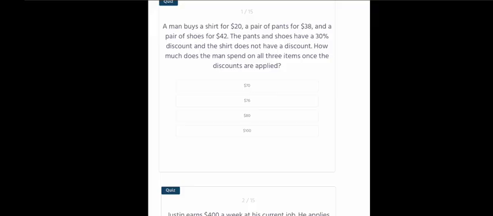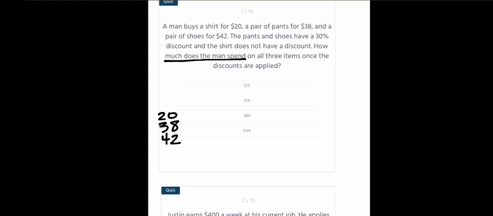It says, a man buys a shirt for $20, a pair of pants for $38, and a pair of shoes for $42. The pants and shoes have a 30% discount, and the shirt does not have a discount. How much does the man spend on all 3 items once the discounts are applied? Okay, so the question is asking us for how much does the man spend after the discounts are applied, right? So we have $20 plus $38 and $42. Those are the 3 items he buys. $20 for the shirt, $38 for the pants, $42 for the shoes.